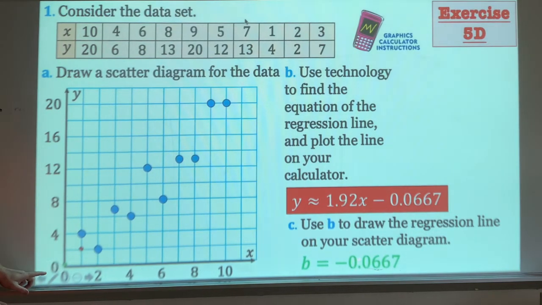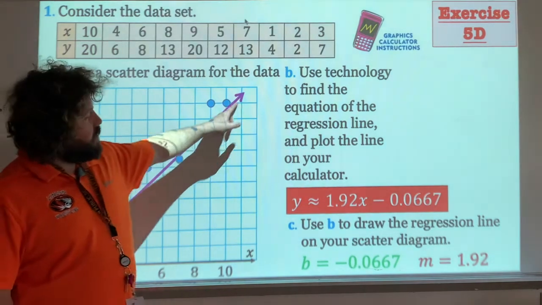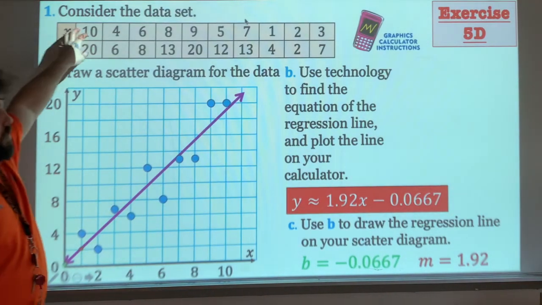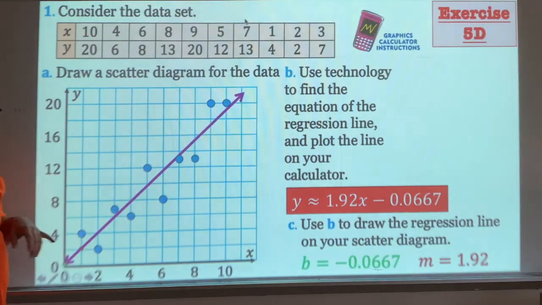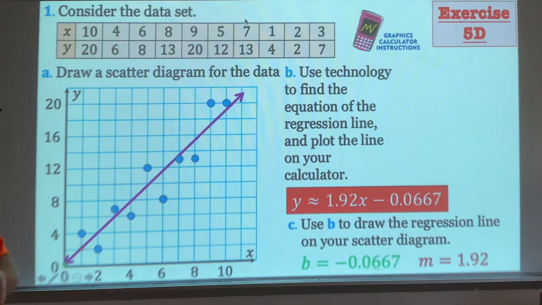Oh, there you go. My y-intercept is negative 0.0667. My slope is 1.92. Connect the points, and look what happens with my line. Boom, goes perfectly through here. If you found the mean of the top and the mean of the bottom, that point would fall on that line. How do you like these? This part of the lesson's easy.